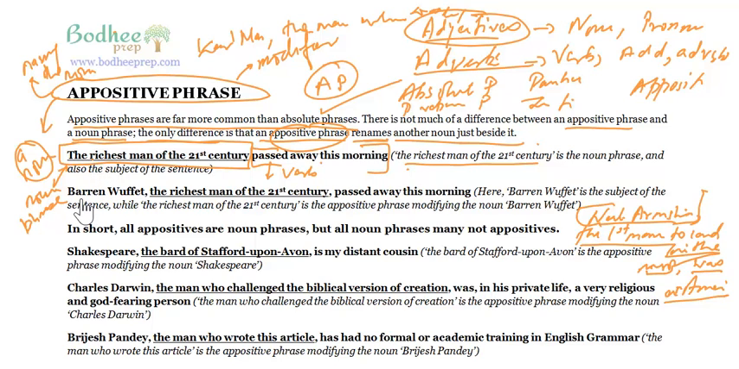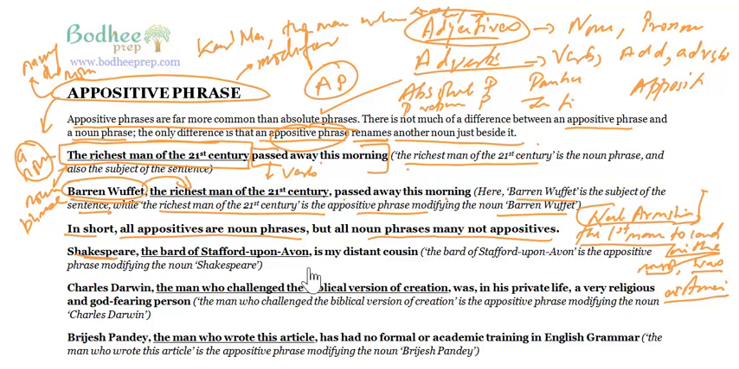And then we had Warren Buffett, the richest man of the 21st century, passed away this morning. So here we have the name of the person, and here we have just another way of calling that person. Here, Warren Buffett is the subject of the sentence, while the richest man of the 21st century is the appositive phrase modifying the noun Warren Buffett. So basically, all appositive phrases modify the noun that comes immediately before it. In short, all appositive phrases are noun phrases. But all noun phrases may not be appositives, right?